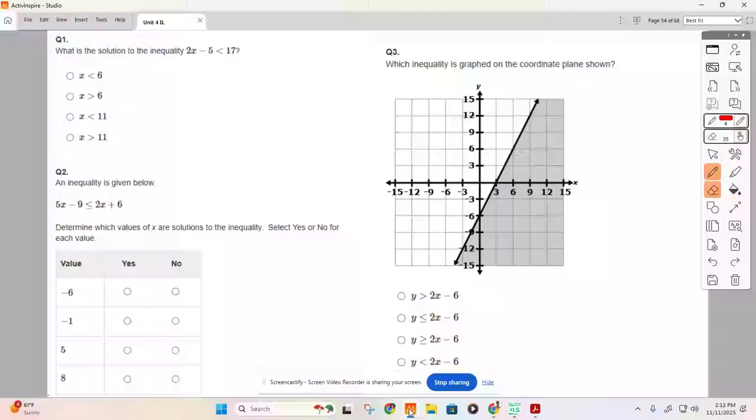Our practice test for Unit 4. It says to write, what is the solution to this inequality? The way that I would solve that is I would get the x alone. I'd start by adding 5. That gives me 2x is less than 22. Divide both sides by 2. X is less than 11. So it's this one. However, if you go to Desmos.